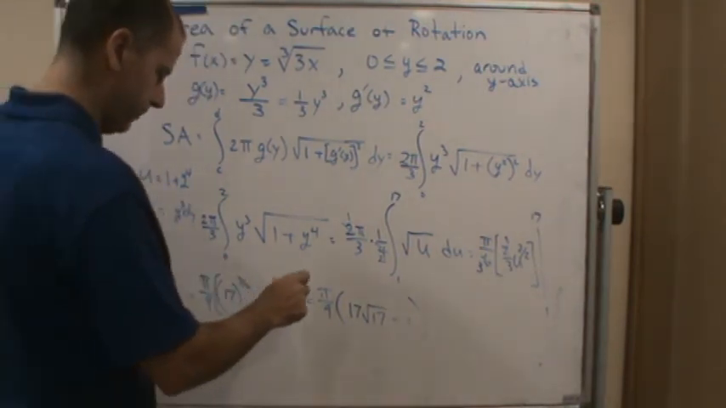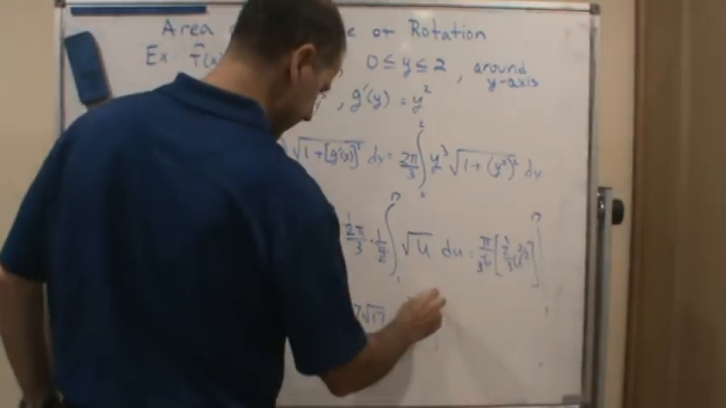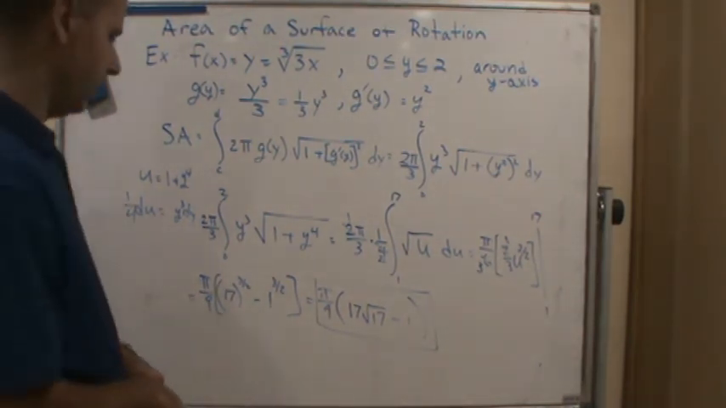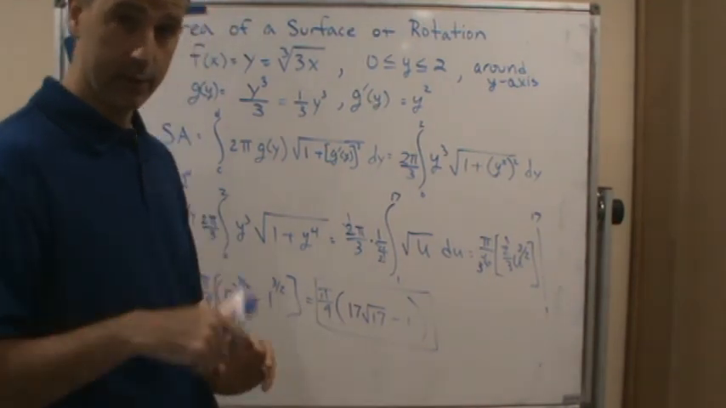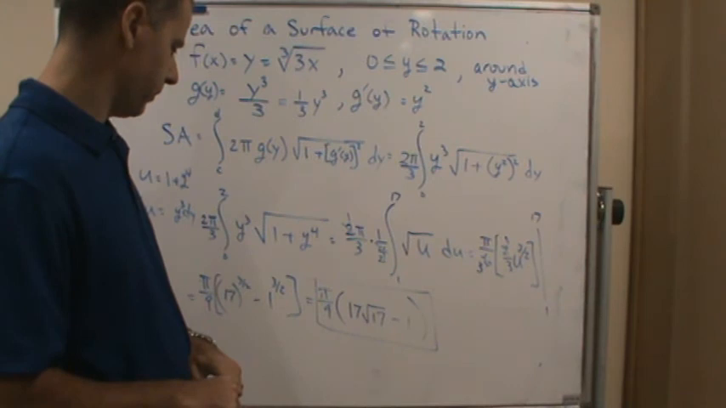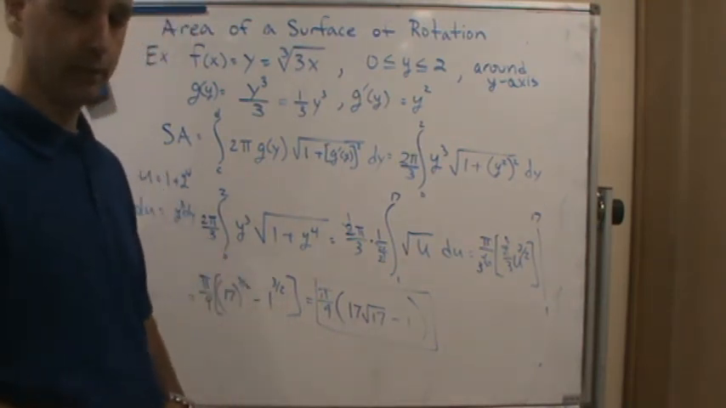That's the final answer, and I would leave it as an exact answer. Now, if you stick it in your calculator, you'll get approximately 24.118 square units, right? Surface area, so it's square units. But this is the exact answer.